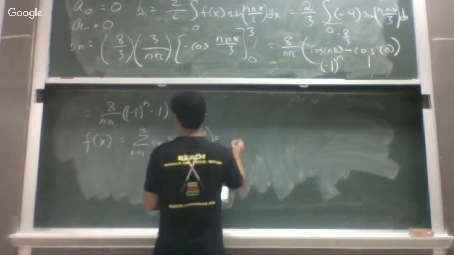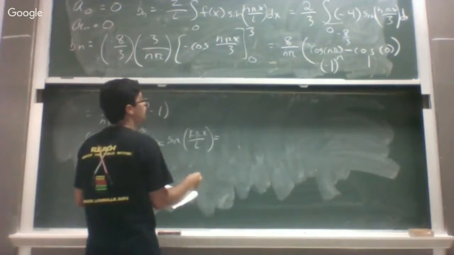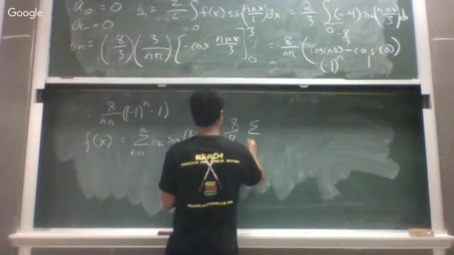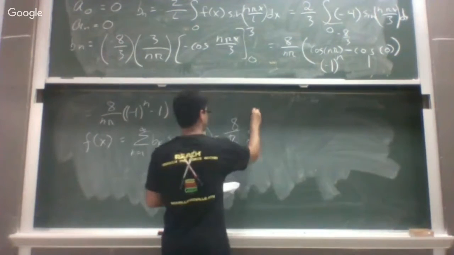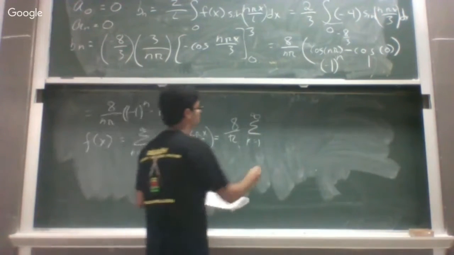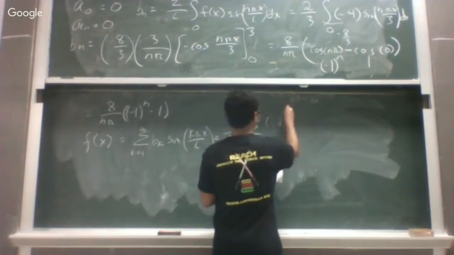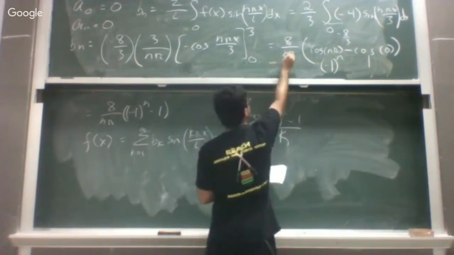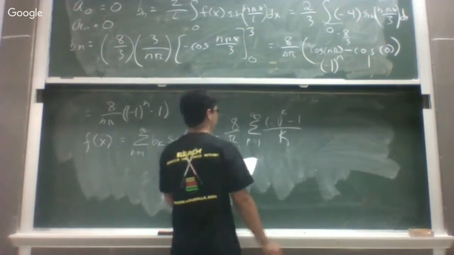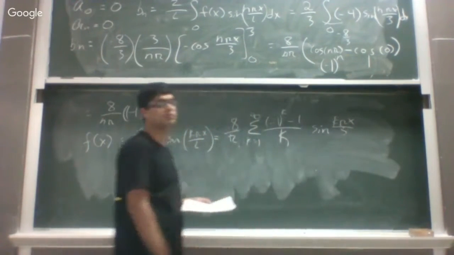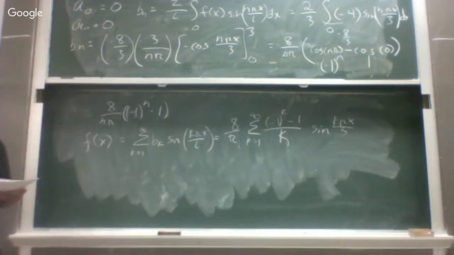That's equal to, now we have 8 over n pi, so the outside is 8 over pi, summation of k equal to 1 going to infinity of negative 1 to the k minus 1 divided by the k, which was this n that we had on the outside previously, times sine of k pi x over 3. And you can stop right there.